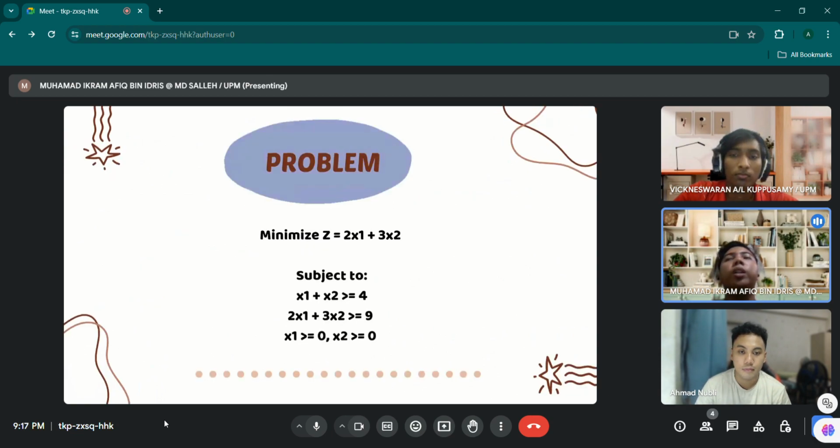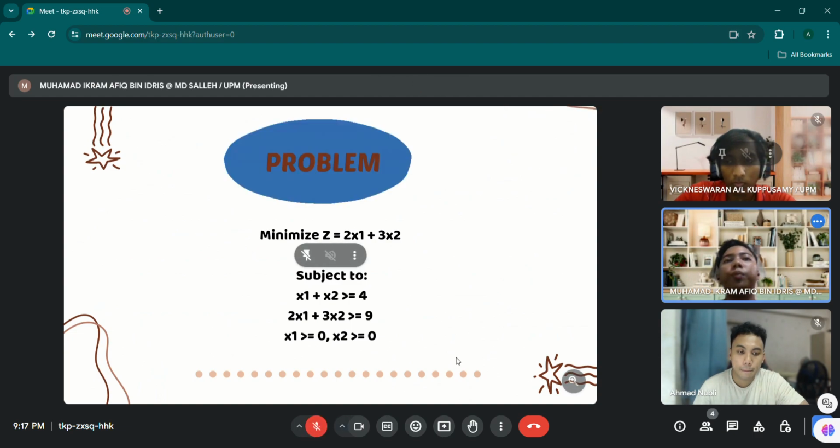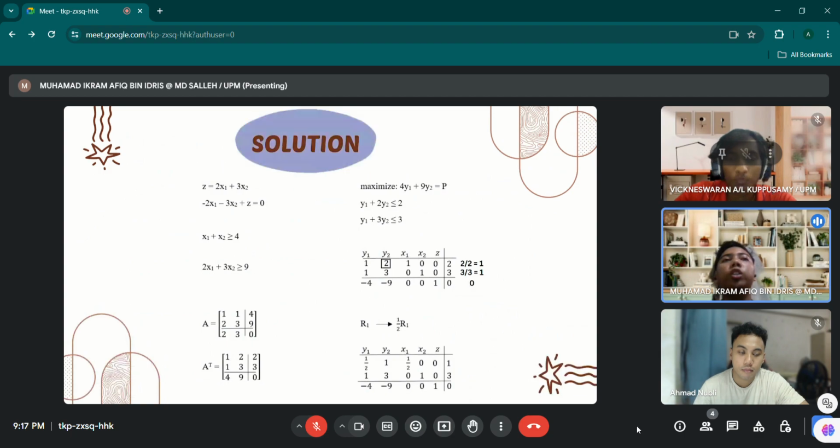Next, the problem given in the example is to minimize z equals 2x1 plus 3x2, with constraints 2x1 plus x2 greater than or equal to 4, x1 plus 3x2 greater than or equal to 9, x1 greater than 0 and x2 greater than 0. So for the solution, the problem given is z equals 2x1 plus 3x2, with the constraints 2x1 plus x2 greater than 4 and x1 plus 3x2 greater than 9.